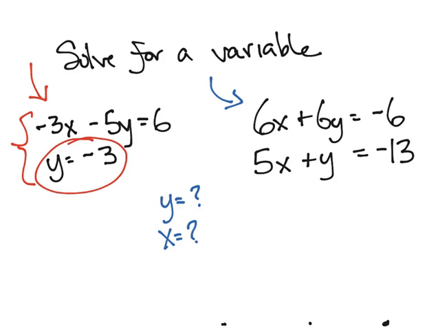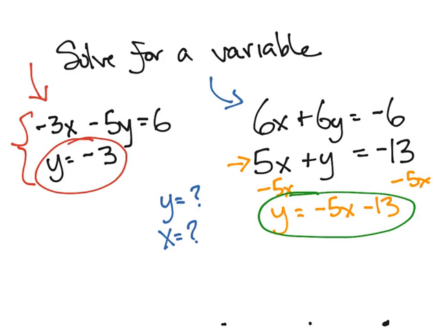In this case, it should be fairly obvious that the second equation can be very quickly solved by subtracting 5x from both sides and getting y equals negative 5x minus 13. That immediately solves the second equation for y, or in this case, a variable. Now that we've done that, we can move on.